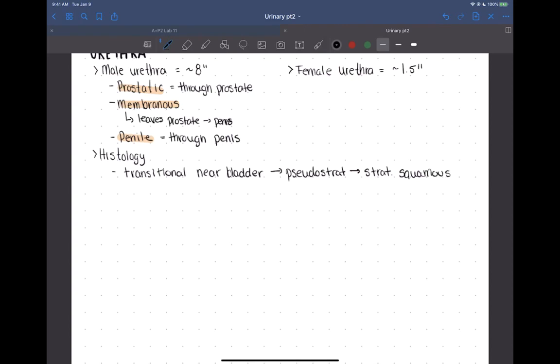It does also contain a muscularis externa, a layer of smooth muscle. And so that wraps up our urinary system chapter.